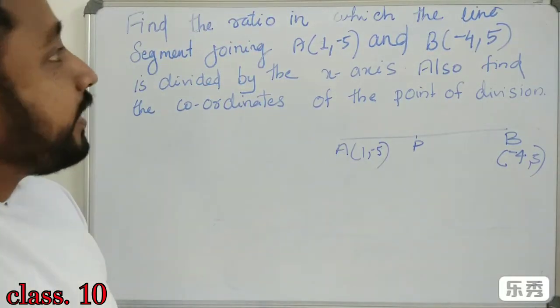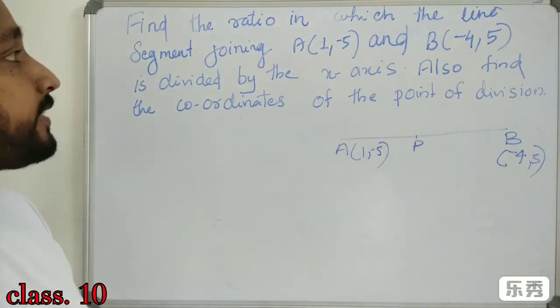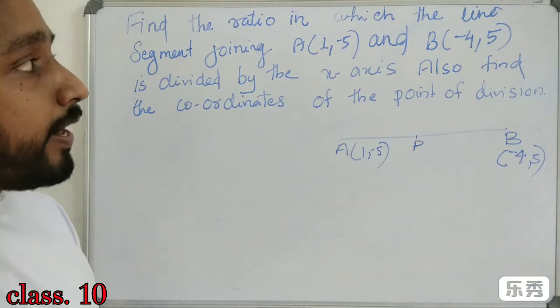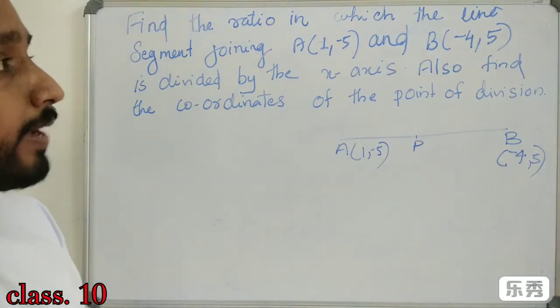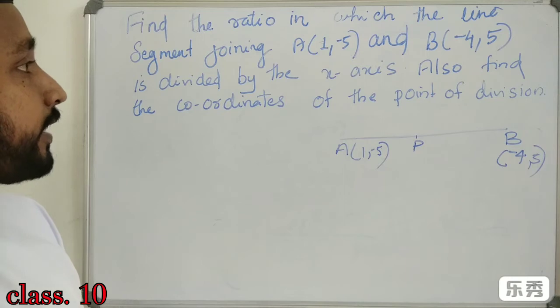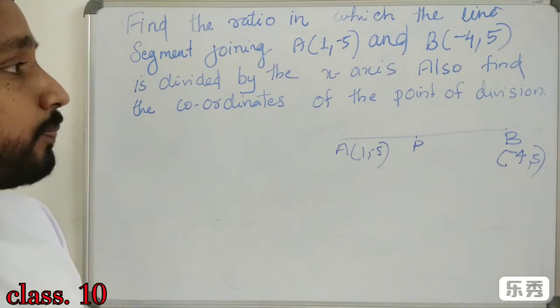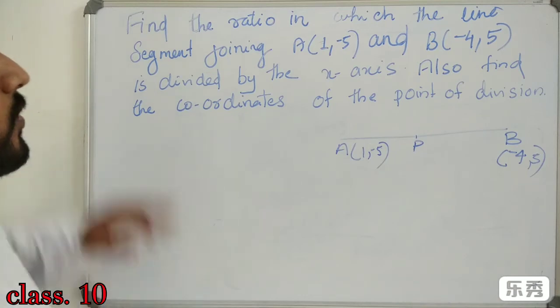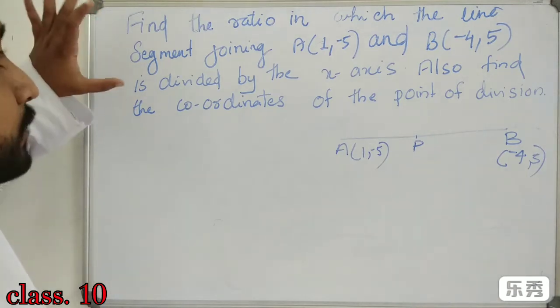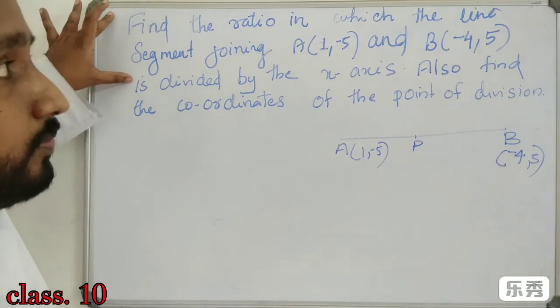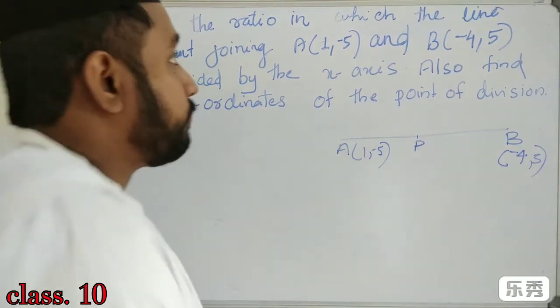Another question: find the ratio in which the line segment joining A (1, minus 5) and B (minus 4, 5) is divided by the x-axis. Also find the coordinates of the points of division. So there are 2 parts. The first part is to find the ratio.